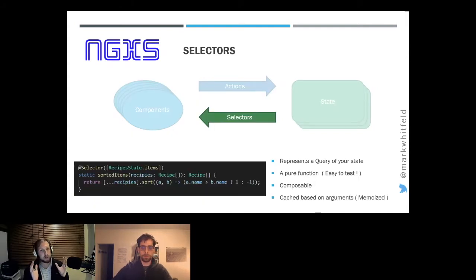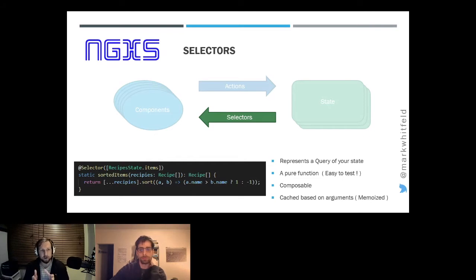Selectors represent a query of your state. So it's kind of like a question that I'm asking that needs to be answered. For example, what are my current active orders? Okay, that's how I'd phrase the question, but I'd maybe call the selector active orders. Okay, a selector is just a function. And as you can see with the example there, we've got the @Selector decorator, and you can give it another selector and say, I'd like to receive that data and process that data and give some other result. So for example, I've got a selector called sorted items, which takes in the list of items from the recipe state. So you can see RecipeState items goes into that parameter called recipes, which is a recipe array.